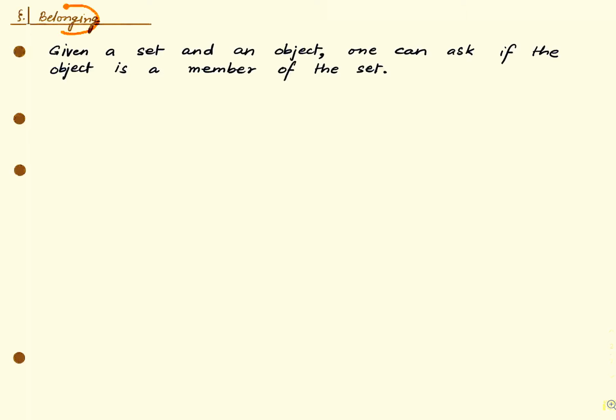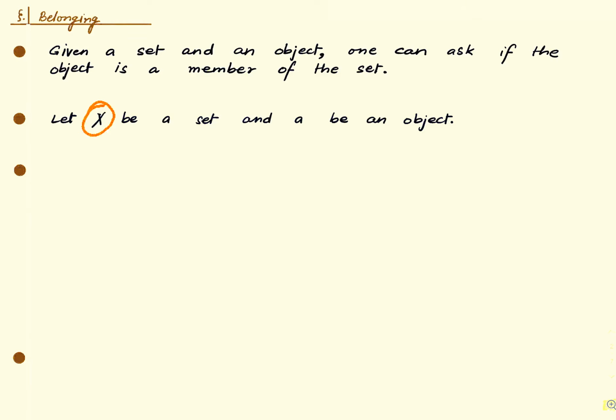So this is the notion of belongingness. So here is the thing. Given a set and an object or element, whatever that means, one can ask if the object or element is a member of the set or belongs to the set. One can ask this question and the answer will always be yes or no. So what do I mean by that? This may seem like some very ambiguous or strange thing to say, but here is what I'm trying to say.